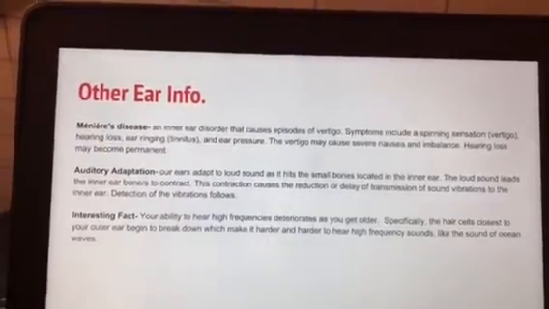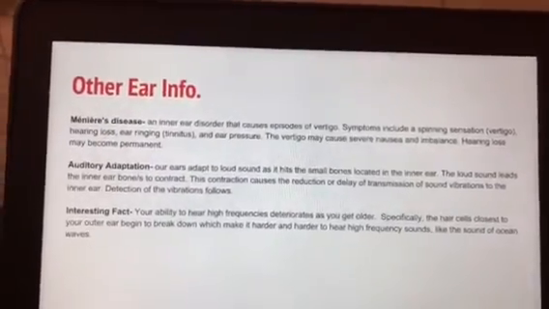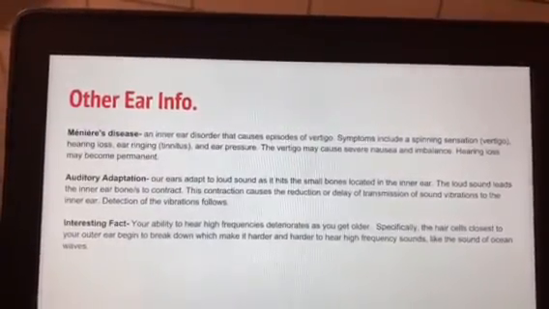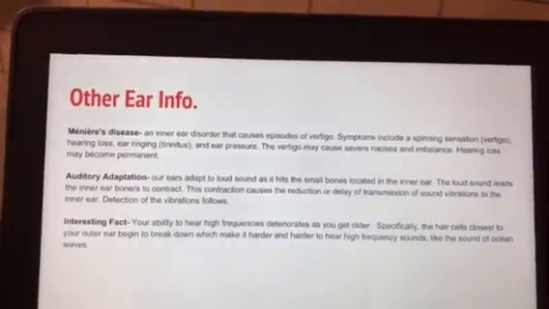Interesting fact: your ability to hear high frequencies deteriorates as you get older. Specifically, the hair cells closest to your outer ear begin to break down, which makes it harder and harder to hear high frequency sounds, like the sounds of ocean waves.